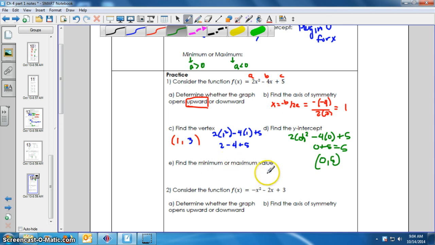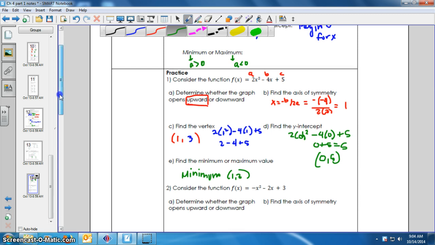And then minimum or maximum, well, we know if it's opening upward, we're going to have a minimum. And what's the minimum? Well, it's always going to be our vertex point, because that is the point at which it's the lowest or highest. So this minimum is 1, 3.